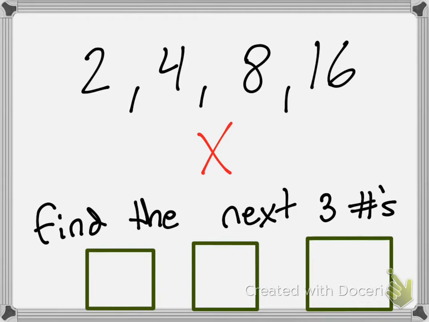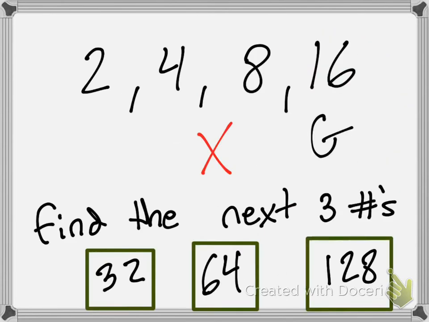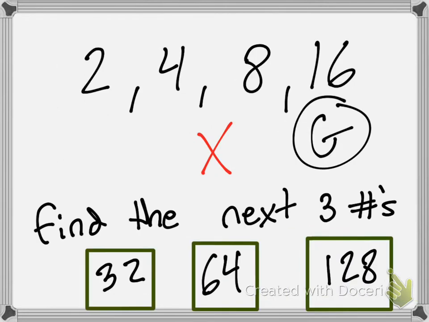Raphael. So it's not 24. What is it, Romario? It is 32. Anita, what's the next one? 64. And then Ben, what is the next one? 128. Excellent. So this one is geometric. And what's the pattern? Hannah? Times 2. What's the pattern here? What is it, Michelle? Plus 7.